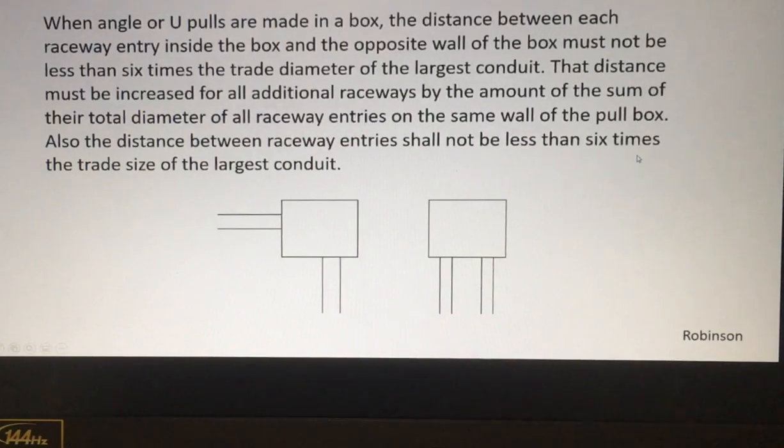For an angle or U-pull made in the box, the distance between each raceway entry and the opposite wall of the box must not be less than 6 times the trade diameter of the largest conduit. That distance must be increased for all additional raceways by the sum of the diameters of all raceway entries on the same wall of the pull box. Also, the distance between raceway entries shall not be less than 6 times the trade size of the largest conduit. So, let's take a look at that.